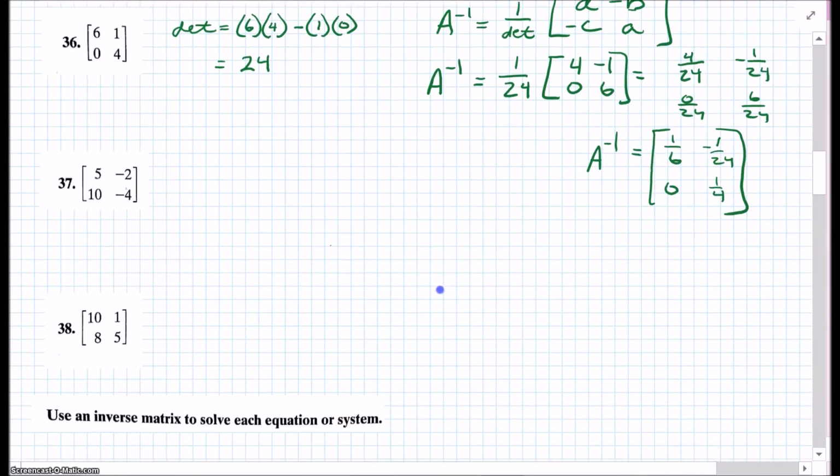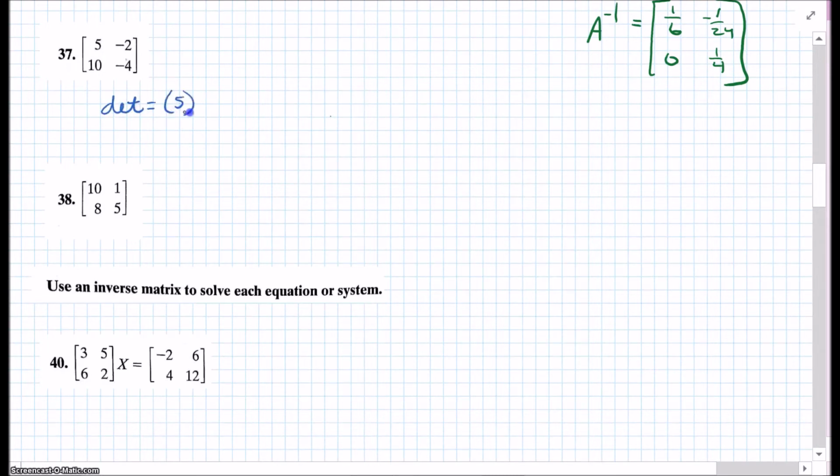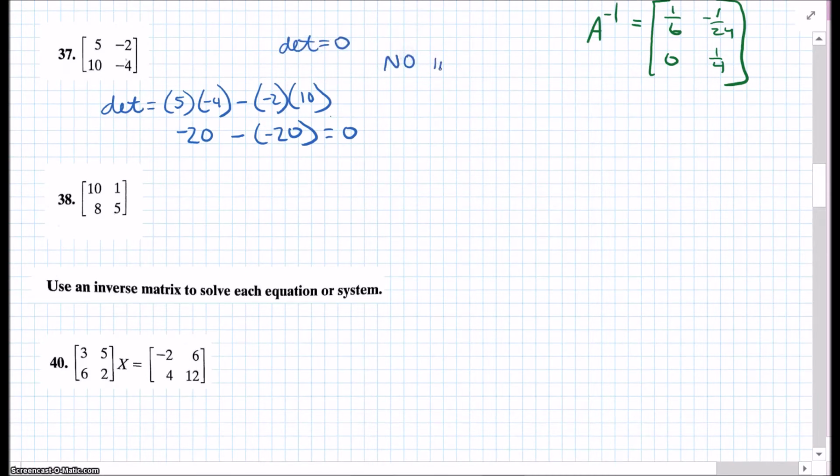All right. Number 37, first step, find the determinant. The determinant of this one is going to be 5 times negative 4 minus negative 2 times 10. So I'm going to get negative 20 minus negative 20, so that equals 0. When the determinant equals 0, there's no inverse. Okay.